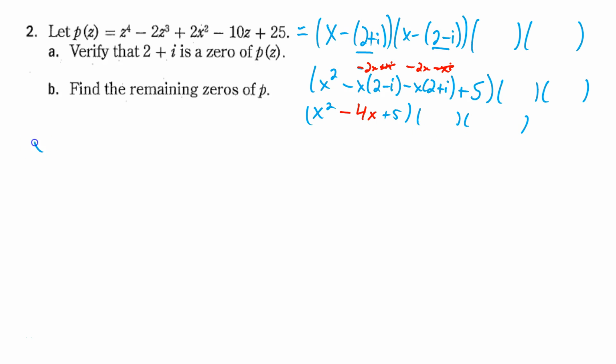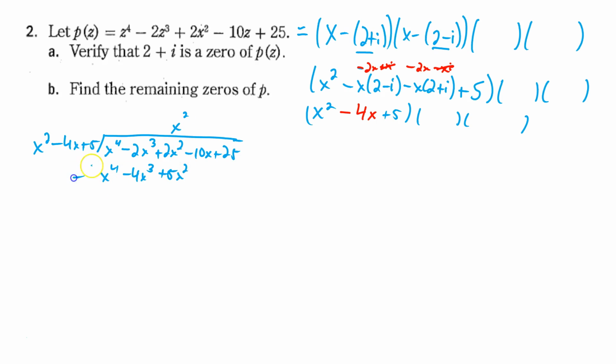So we're putting x squared minus 4x plus 5 into x to the fourth. I'm just going to use x's here. You could use z's if you want to. Doesn't matter. Minus 2x cubed plus 2x squared minus 10x plus 25. So x squared into x to the fourth is x squared. Multiply down, we get x to the fourth minus 4x cubed plus 5x squared. Subtract that whole thing off. X fourths cancel. Negative 2 minus a negative 4 is a positive 2x cubed. 2x squared minus 5x squared is negative 3x squared. And we'll bring down a negative 10x and the plus 25.